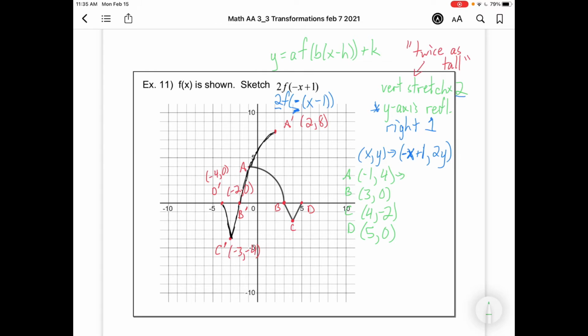So negative, negative 1 would be 1 plus 1 gives us 2 for our x. And then our y value gets doubled, so we get 2, 8. That really is this point A prime that we found before. The other one will get negative 3 plus 1, so that's negative 2, 0. That really is the B prime we found before. The next one, negative 4 plus 1, gives us negative 3, negative 4. That's the point we found here. And 5, 0, not surprisingly, is going to give us negative 4, 0, which is the point we found here.